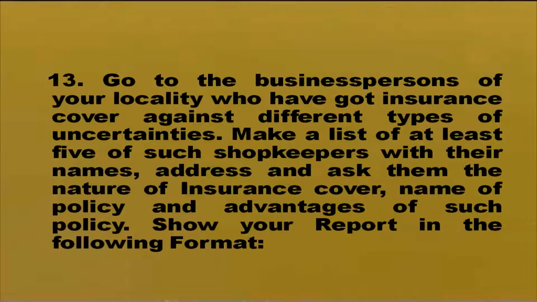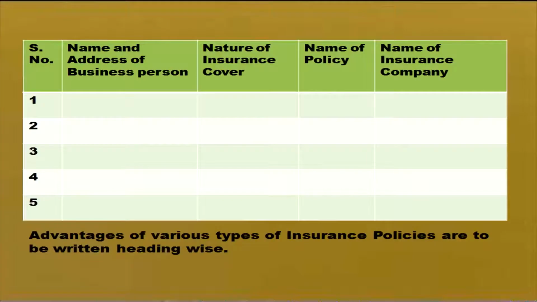Coming to another report, go to the business persons of a locality who have insurance cover against different types of uncertainties. Make a list of at least 5 such shopkeepers with their name and address, and ask them the nature of insurance cover, name of the policy and its advantages. Show your report in this form: serial number, name and address of business person, nature of insurance cover, name of policy, name of insurance company.